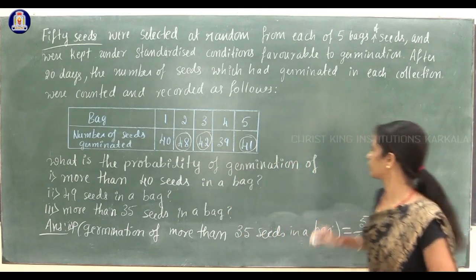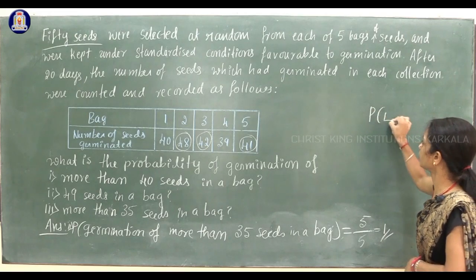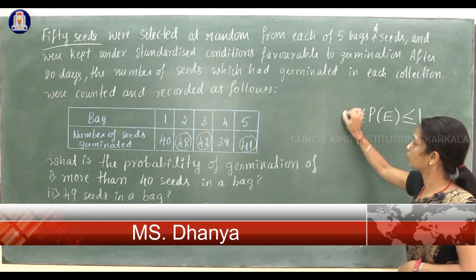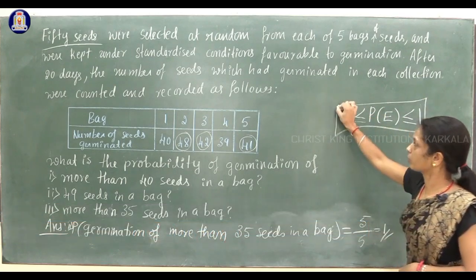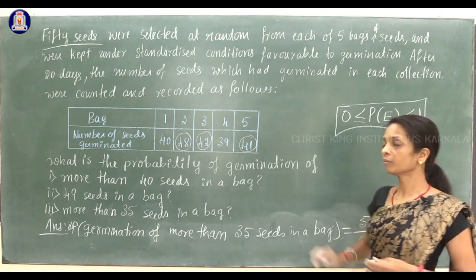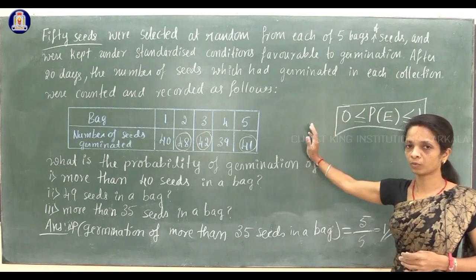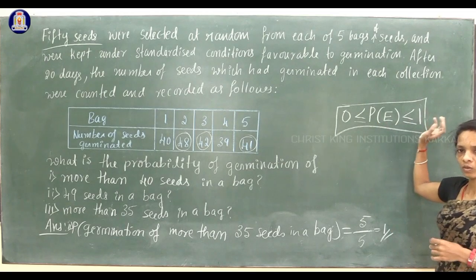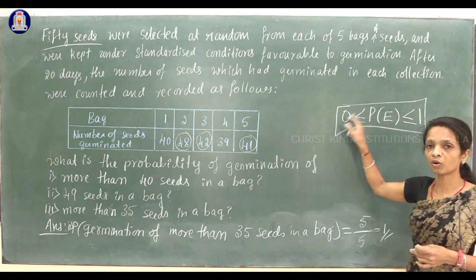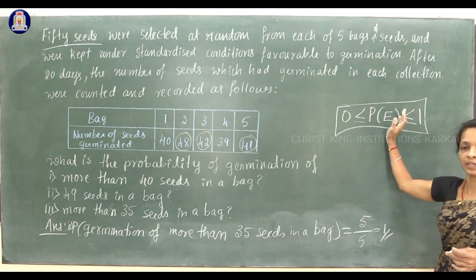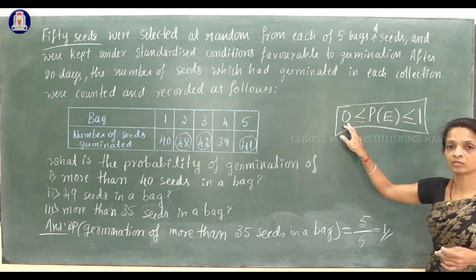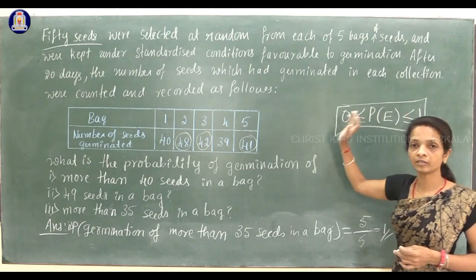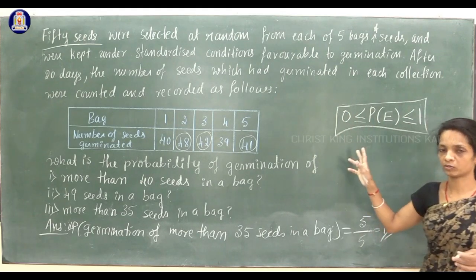Always keep in mind that the probability of any event is always less than or equal to 1 and greater than or equal to 0. You will not get a probability answer more than 1 or less than 0. The probability of any event always lies between 0 and 1, and it takes the values 0 and 1 also. But it won't take values more than 1 or less than 0, that is, negative values. Okay, thank you.